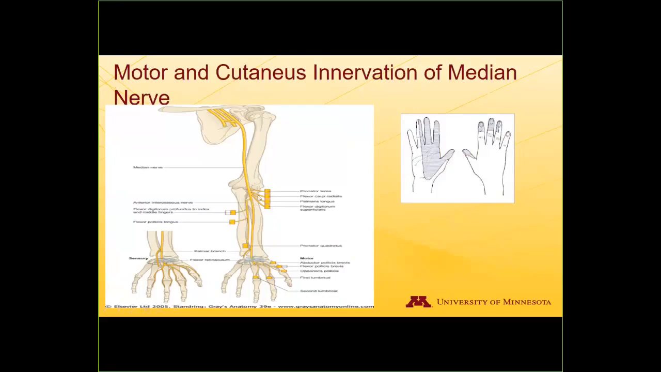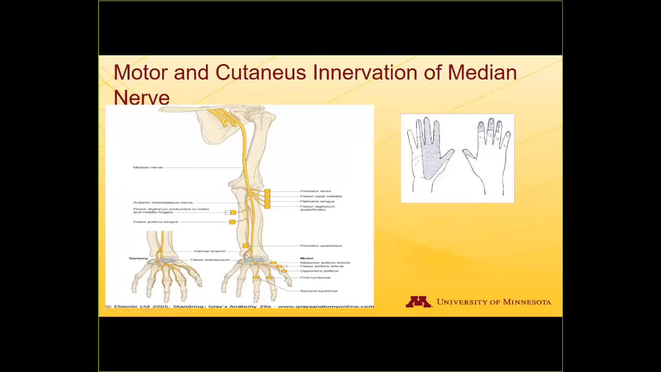Then, like I mentioned, after it crosses past the pronator teres, it sends off another motor branch that innervates the flexor digitorum profundus to the index finger and to the middle finger. And then the flexor pollicis longus, which is responsible for flexing the IP joint of the thumb. And then lastly, it sends off a motor branch to the pronator quadratus. Okay?